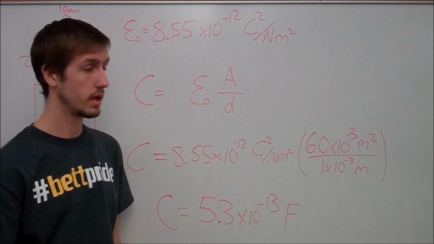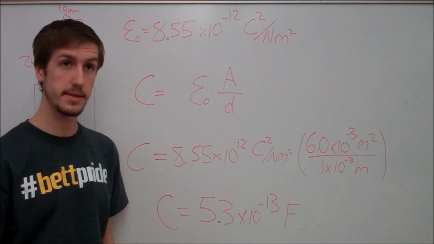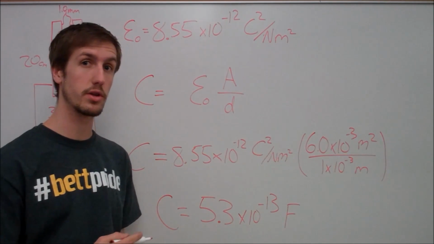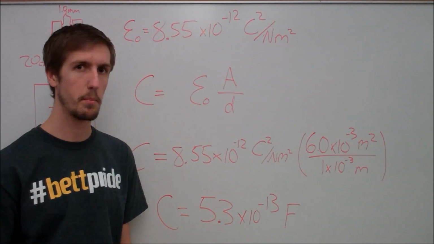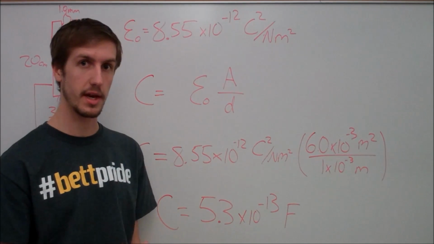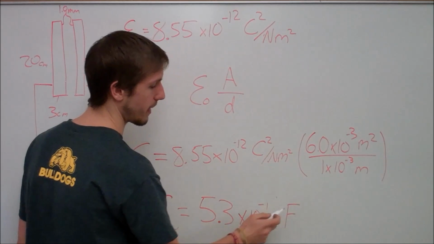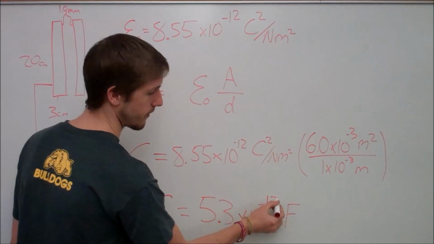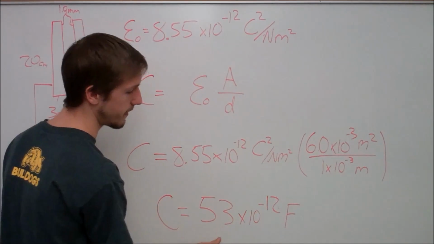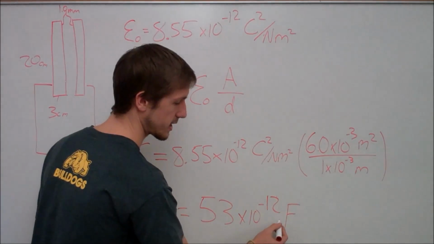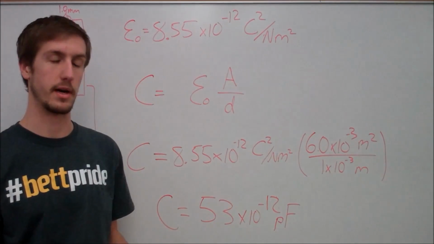That's small. Now we won't keep it in terms of times 10 to the negative 13th. What we're going to do is turn it into terms of picofarads, which is times 10 to the negative 12th. So in order for me to get times 10 to the negative 12th, I have to multiply by 10, and then I'm going to turn this into 53. So it's actually 53 picofarads.